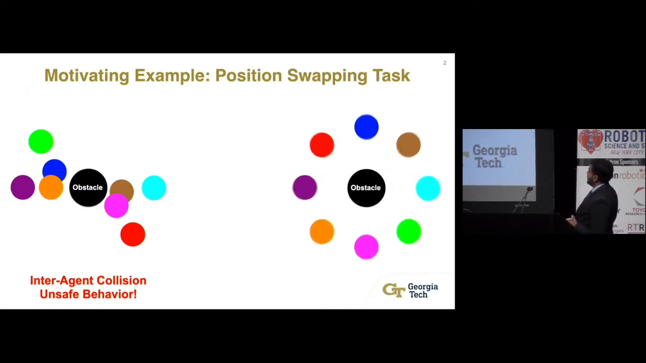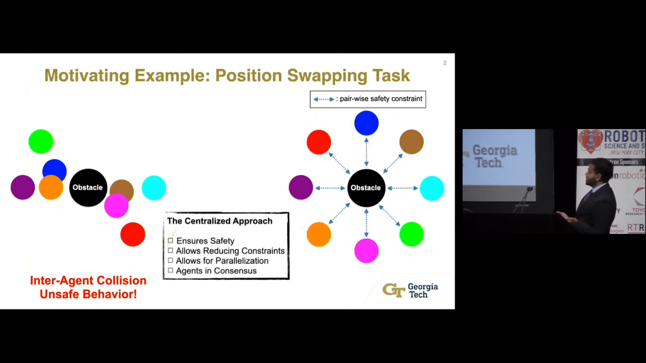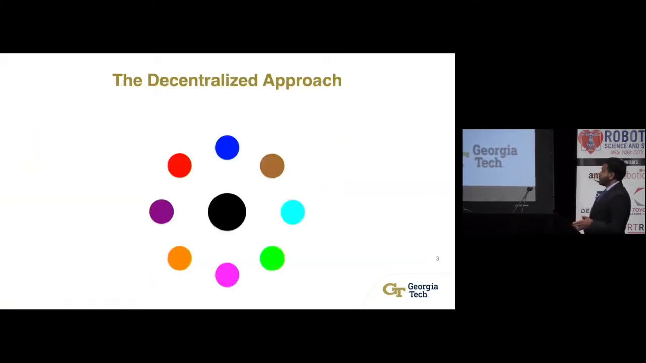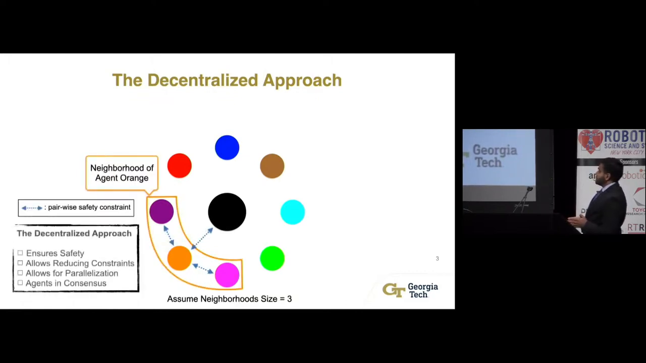This is an example of safe behavior, but it requires an agent to be safe with respect to all the other agents, and for all agents to be safe with respect to the obstacle. We refer to this as the centralized approach, in which the agents are in consensus by default, but it does not allow reducing constraints or parallelization. So instead of trying to be safe with respect to all agents, let us only consider safety with respect to the most immediate neighbors. This allows for a drastic reduction in the number of constraints.